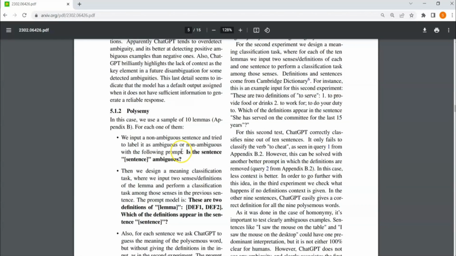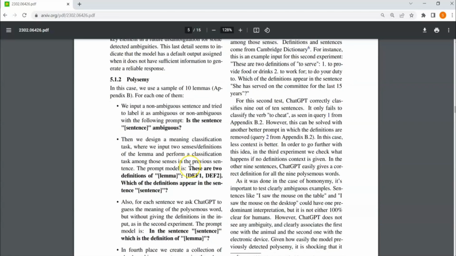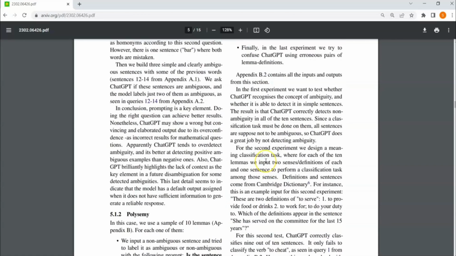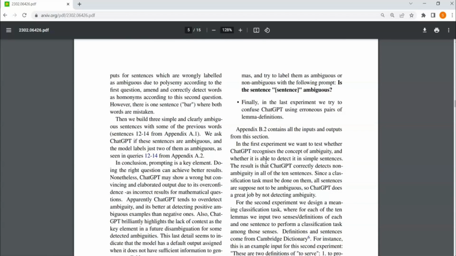Now let's look at polysemy, lexical ambiguity. Again, the first prompt is, is the sentence ambiguous? And the second task is different because the goal over here is to identify definition classification. So basically two different definitions of the lemma are given, and the prompt asks which of the definitions appears in the sentence. The third prompt is, in the sentence, which is the definition of the lemma. And in the fourth prompt, a collection of ambiguous sentences are used, and a prompt is generated, that is, is the sentence ambiguous? And finally, the last experiment is to try to confuse ChatGPT using erroneous lemma definitions.